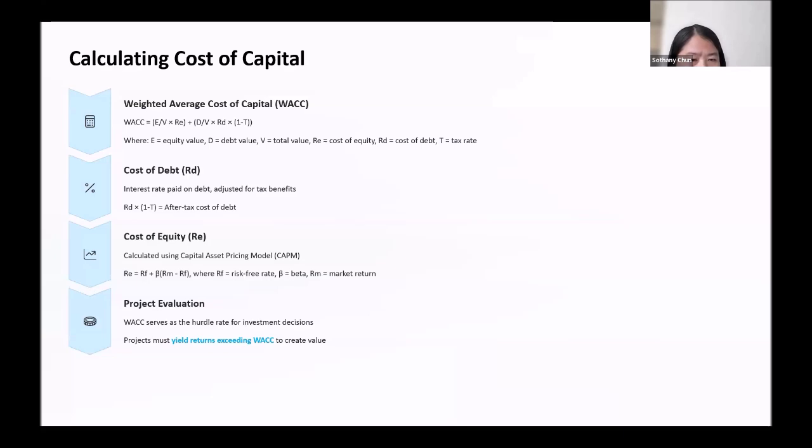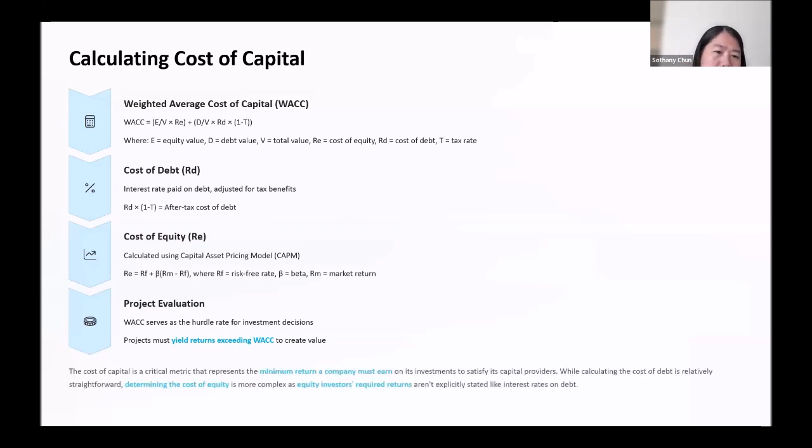And the last step is project valuation. We use the WACC as the hurdle rate for investment decisions. The project must yield a return exceeding the WACC to create value, if we want to balance the capital cost. The cost of capital represents the minimal return the company must earn on an investment to satisfy the capital providers, for example the investors and the bankers providing loans to the company. Determining the cost of equity is more complex, as equity investors require more returns over the investment life cycle, which we need to discuss as well.